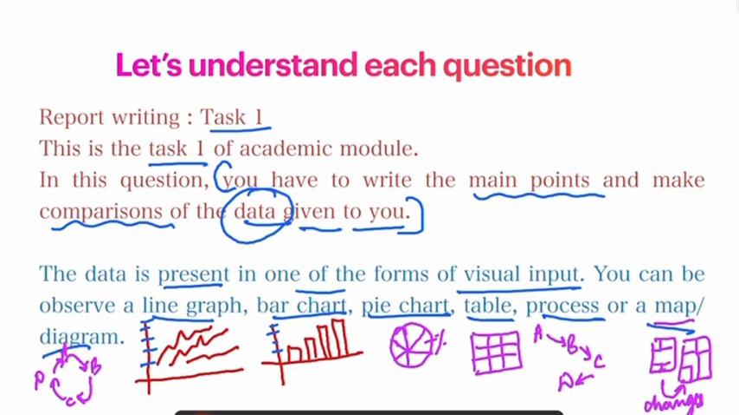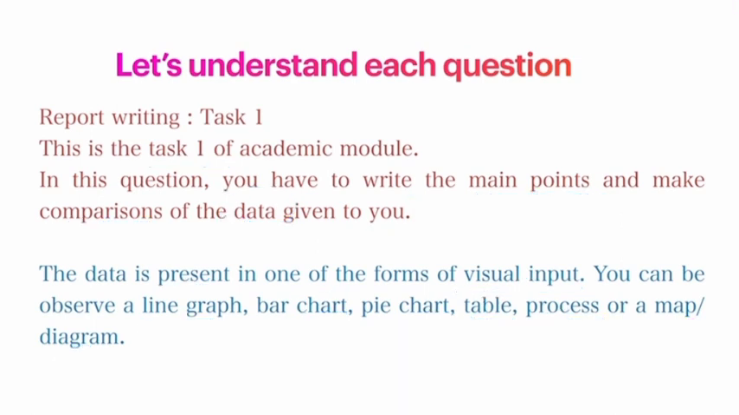If the process is starting from A to B to C to D, in the final step D is going to relap with A. So these are the different visual inputs which one might encounter in task 1.